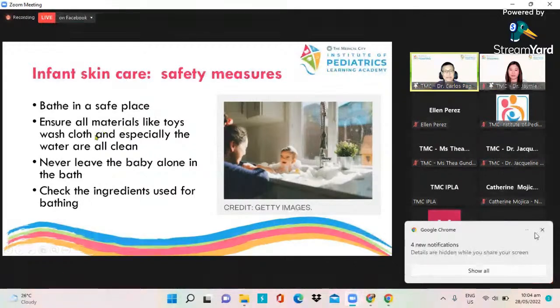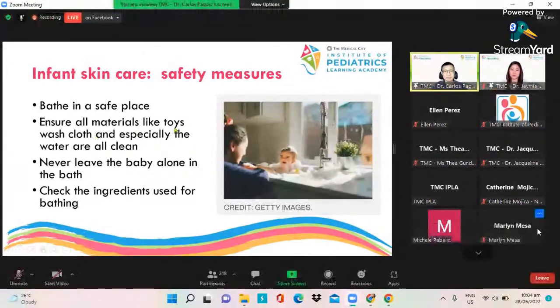And at the same time, please check the materials you're going to use. Yung toys, saan galing? Yung washcloth, again, right? Are they all clean? Oh, eto, obvious naman, di ba, Jamie? Never leave the baby alone in the bath. So I'm sure I don't have to say that.